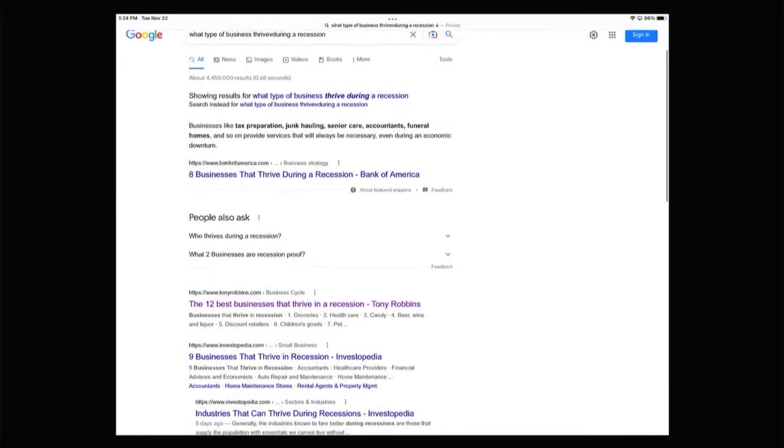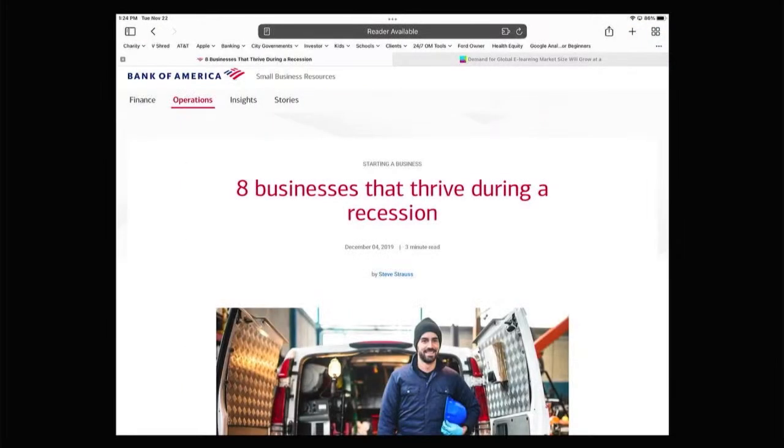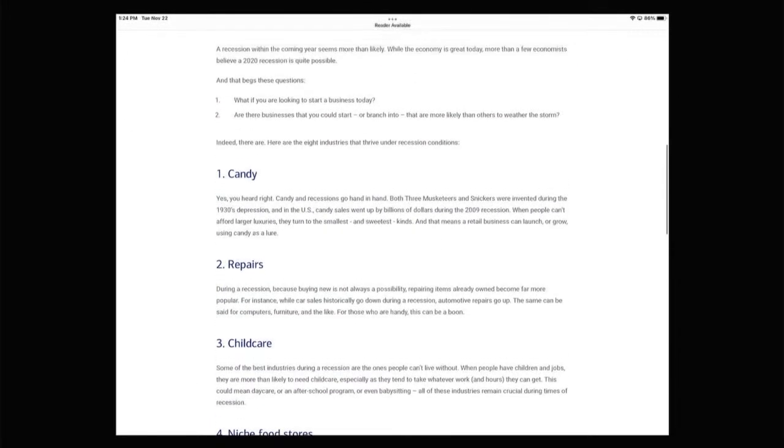Look here. Google gives you Bank of America. Google says businesses like tax preparation, junk hauling, senior care, accountants, funeral homes, and so on. That's Bank of America. These are 8 businesses they got listed here. So let's see what they have to say. Bank of America, they have to know, man. Plus the number 1 on the list. So we have it. Top 8.